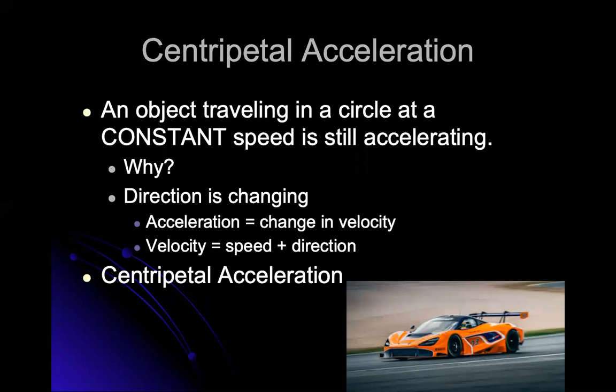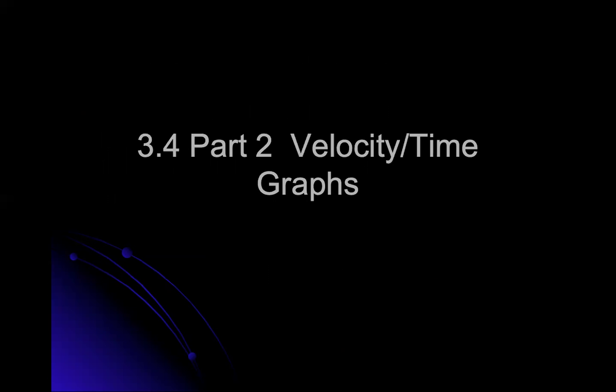All right. Another way that we can have acceleration is centripetal acceleration. An object traveling in a circle at a constant speed is accelerating. Why? Because it's constantly changing direction. Its speed may stay the same, but its velocity, remember, is speed and direction, and acceleration is defined as a change in velocity. So if you're constantly changing direction, you're constantly accelerating. And that's the end for that one.